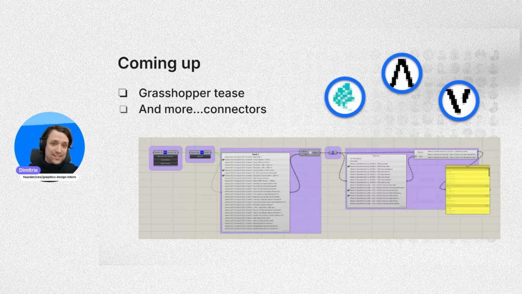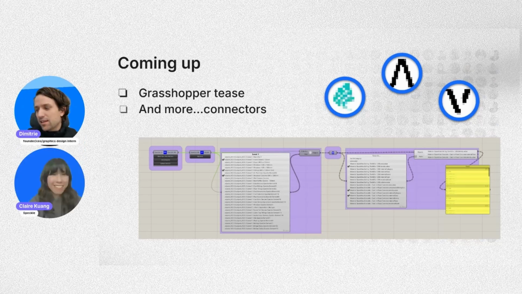And you mentioned the next gen Grasshopper connector. I think it's my job to tease it out right now. So I think if you check out our repo, there is a secret branch that maybe Claire will talk about more.